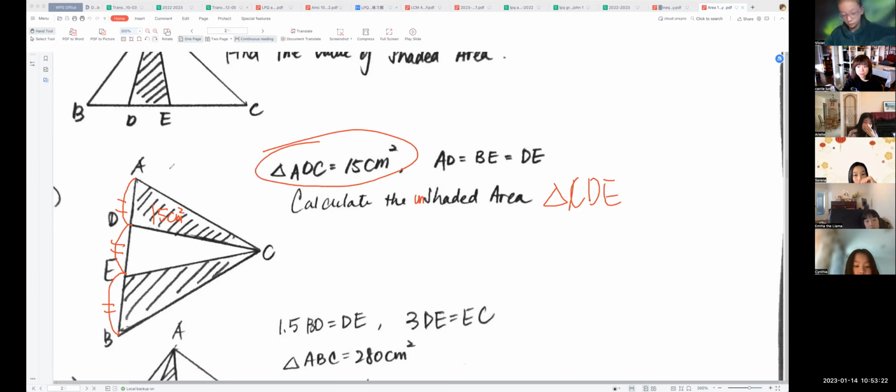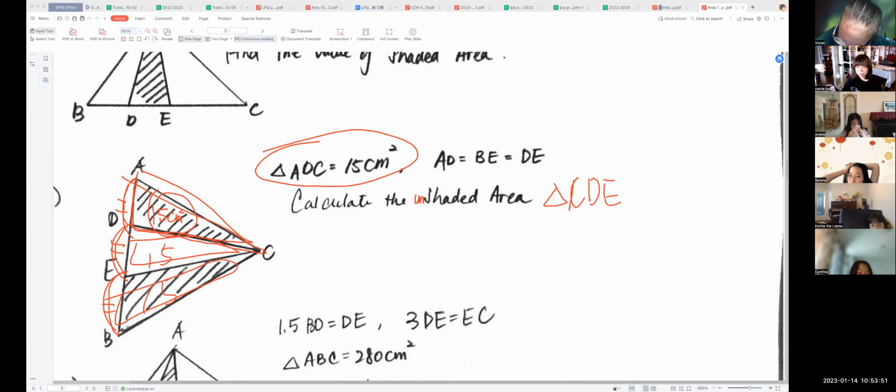ADC is 15. Oh, read the question carefully. Okay, so thank you, Emma. Because AD equals DE equals EB, that means these three triangle areas are exactly the same. If this one's 15, so all of them are 15. Very good. Okay, good job.